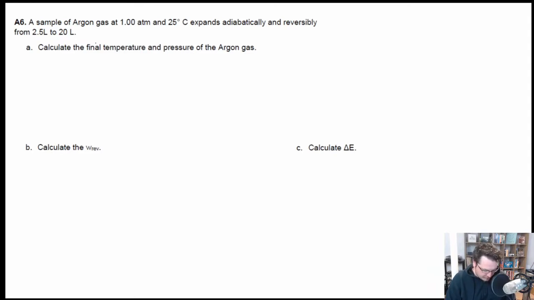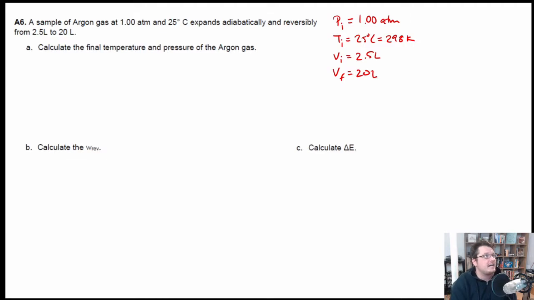So we're talking about argon gas, right? So that's going to tell us that it's going to be an ideal gas in this case. It's a noble gas, it's really small, it's monoatomic. And so in this case, we have our initial pressure equal to 1.00 atmospheres. We have an initial temperature of 25 degrees Celsius, which comes out to being 298 Kelvin if we were to convert it. And then we have an initial volume of 2.5 liters and a final volume of 20 liters in this case right here.